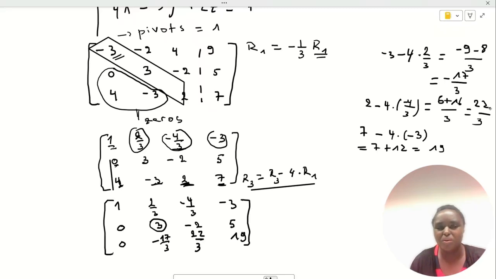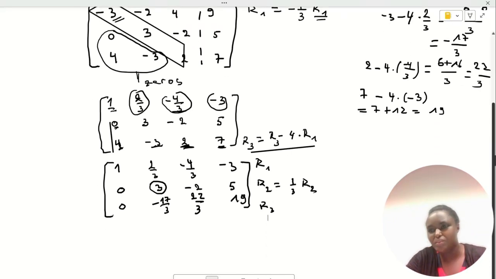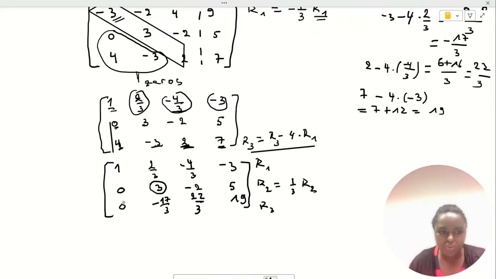So we fix R1. R1 will stay R1, but R2 will be equal to 1 over 3 R2, and we fix R3. R3 is fixed. And what will we get? So R1 is fixed. We have the first row is fixed.